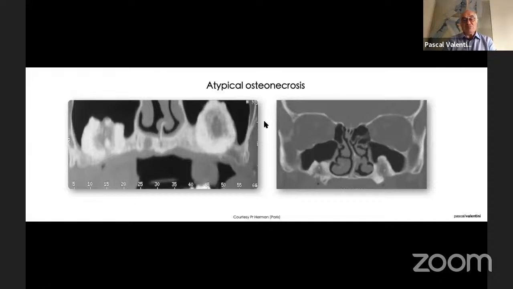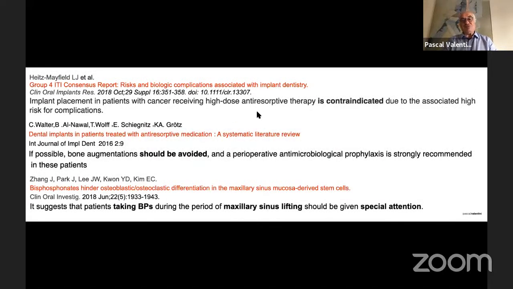She says, no, I'm in perfect shape. The only thing I'm taking is one pill per month because I'm suffering from osteoporosis. And this patient had been taking alendronate, a bisphosphonate, orally for 8 years. Even when taken orally, bisphosphonate could be a risk for grafting procedures. And if we look at the literature today, we start to have a consensus telling us that we have to be very careful with patients who have taken bisphosphonates over a long period. So today we do not graft these kinds of patients.